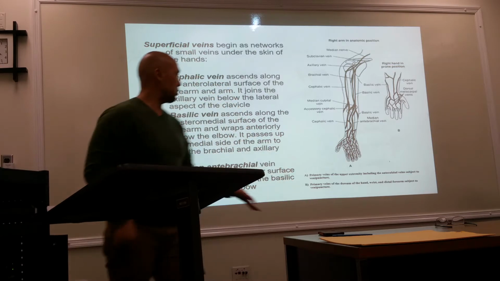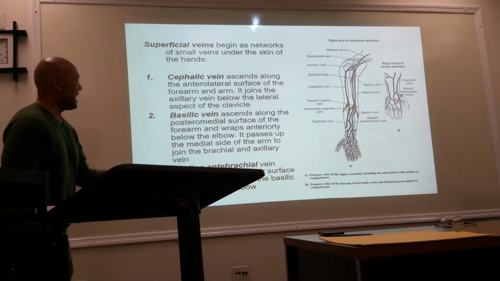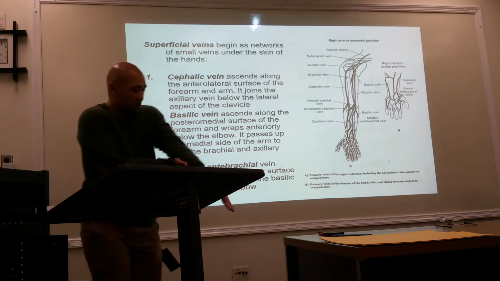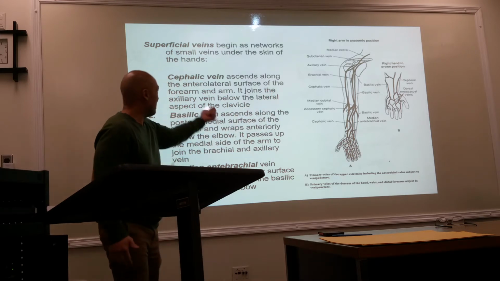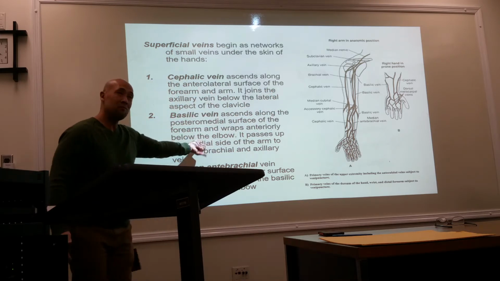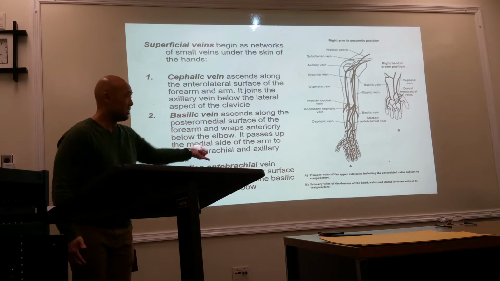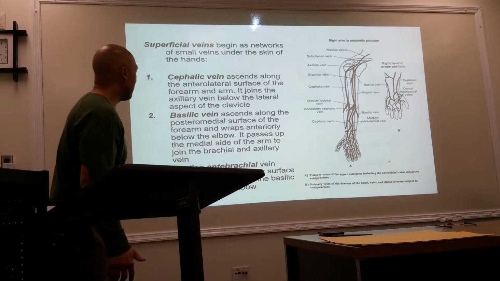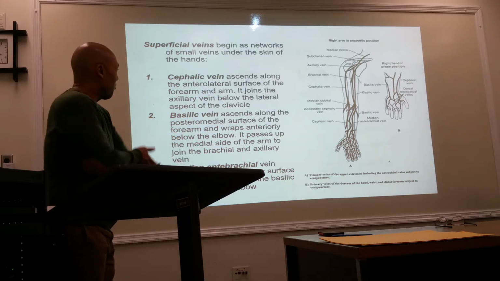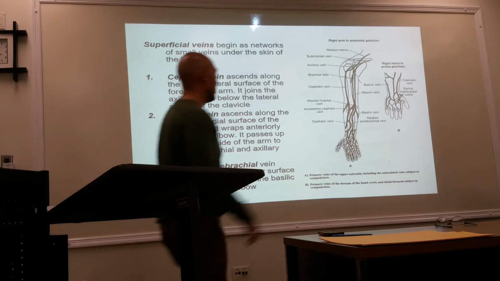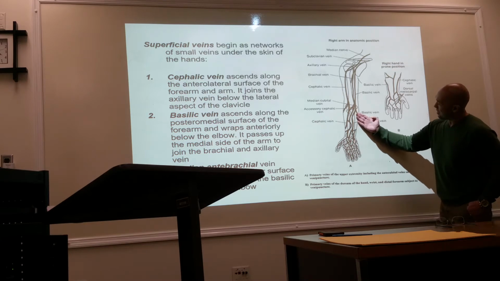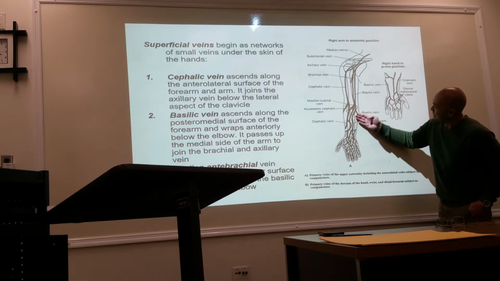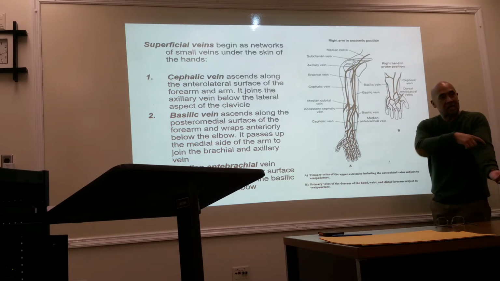Okay? The next one here is the basilic vein. It ascends along the posteromedial. Okay, now we're talking back. Medial is your pinky now. This is your thumb side. This is your pinky side. This is your basilic. So it ascends the posteromedial surface of the forearm and wraps around towards the front. So it starts off in the back, and it comes towards the front. Now we're on the front side. It's going to make its way into the medial aspect of the arm.